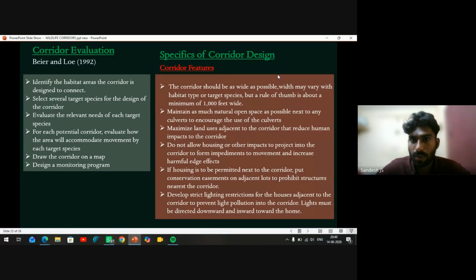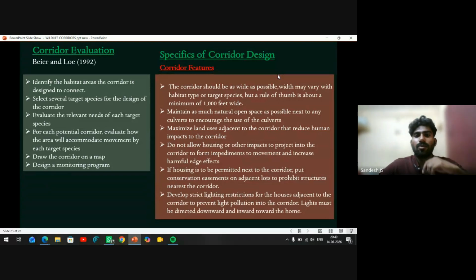The specifics of a corridor design are the corridor features. The corridor should be as wide as possible, around 1,000 feet wide, and maintain as much natural open space as possible. Use culverts to encourage the use of the corridor. A culvert is an underground pathway, basically like an underpass that animals use to pass. Human vehicles may pass over the bridge, so the animals can move safely through the underpass. So culverts are basically the underground passes.